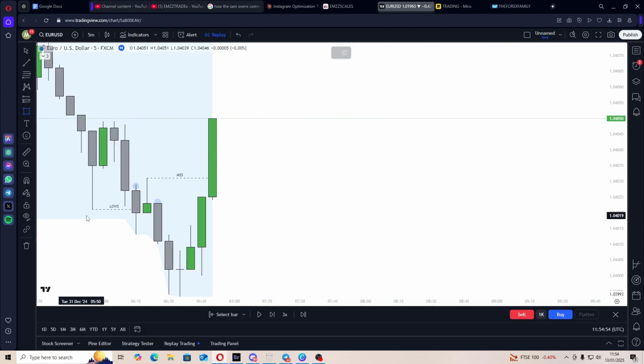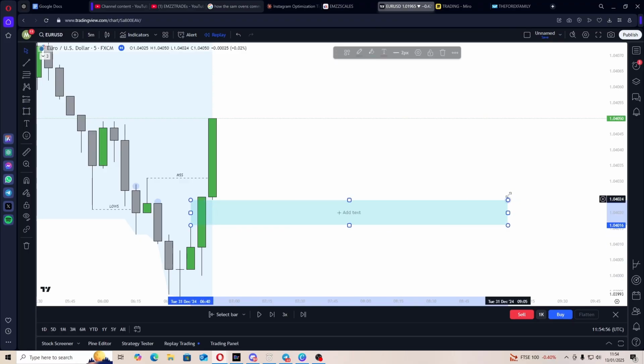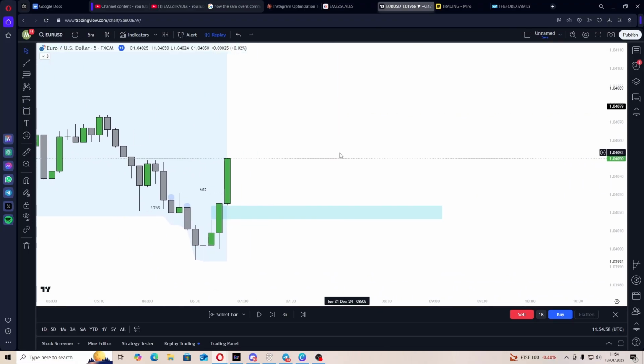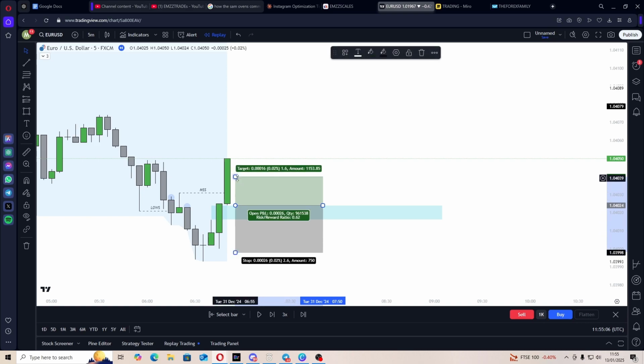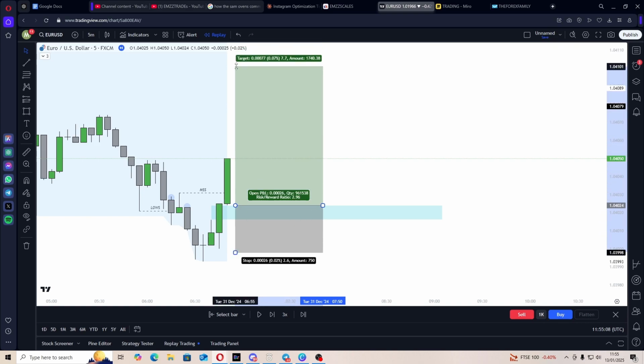Now I'm going to mark out the fair value gap right here, and all I'm going to do is place my buy limit. It's looking exactly the same as the other example, but I promise you it's not. Buy limit, stop loss just below this candle, and make sure your take profit is at a 1-to-3 risk to reward ratio.